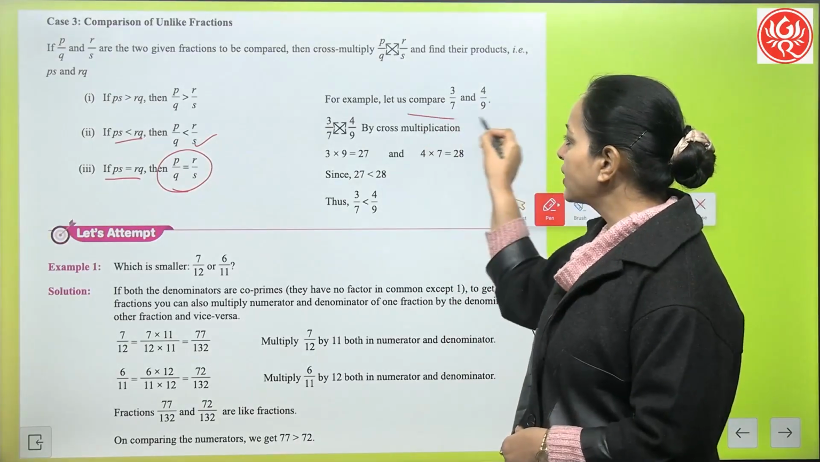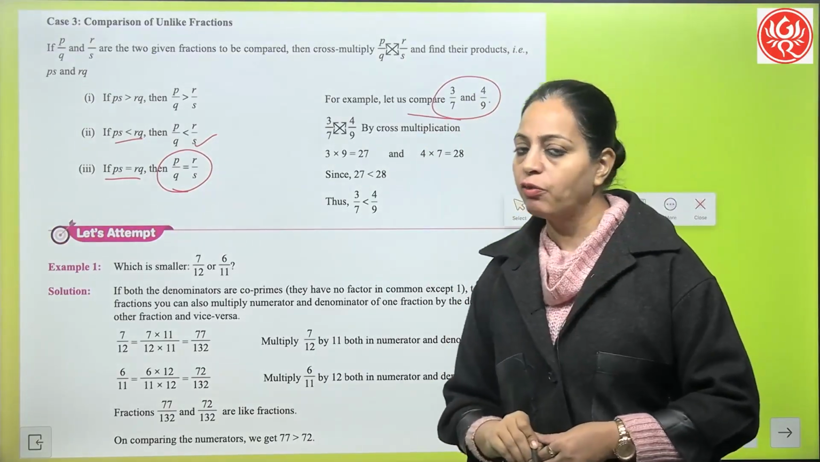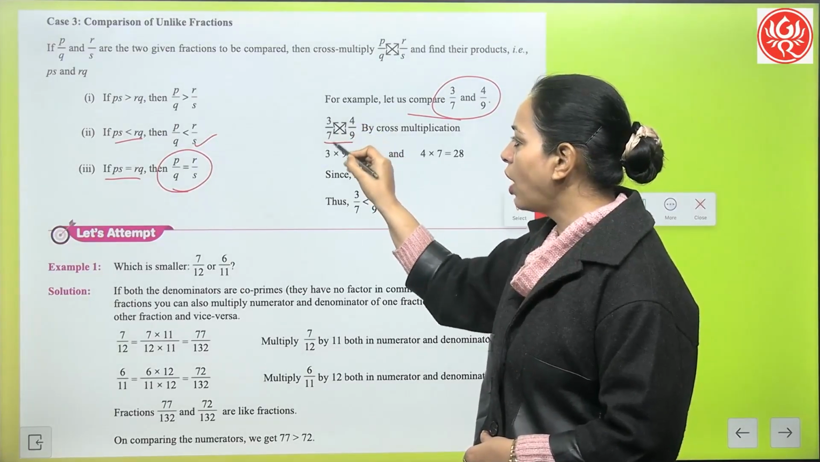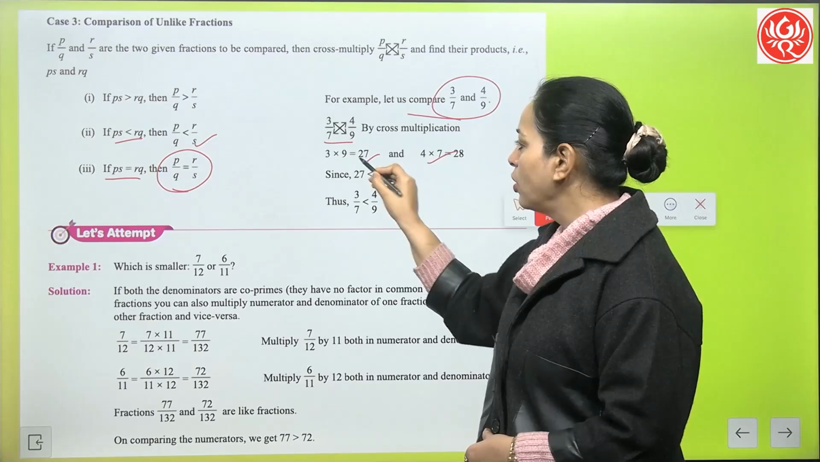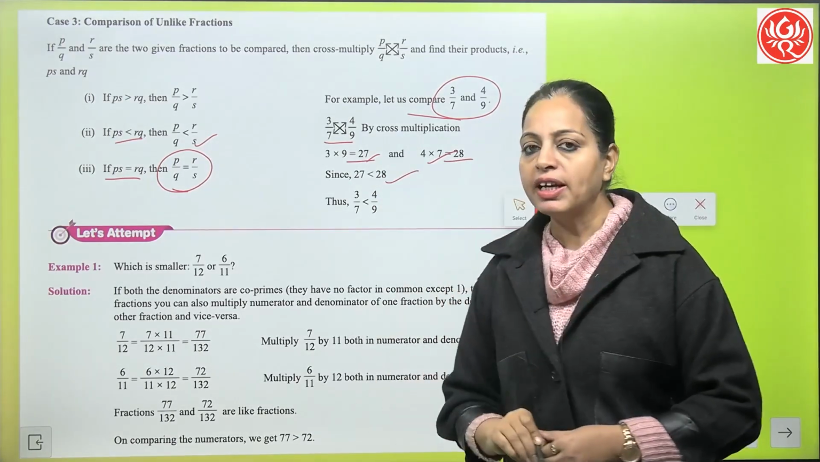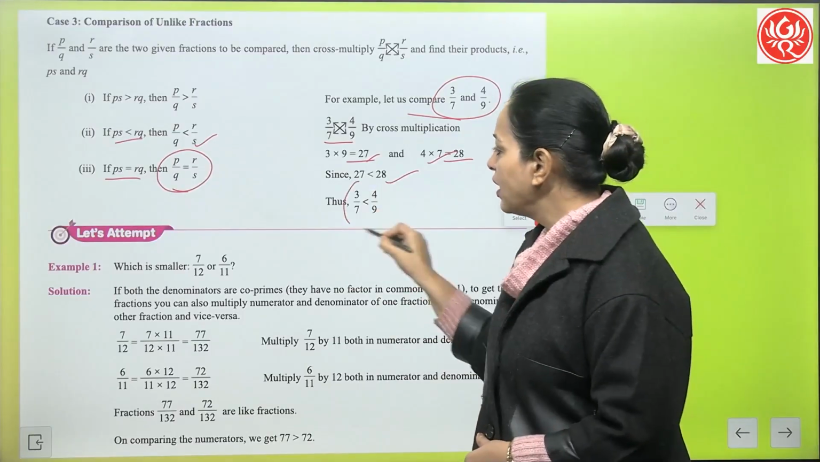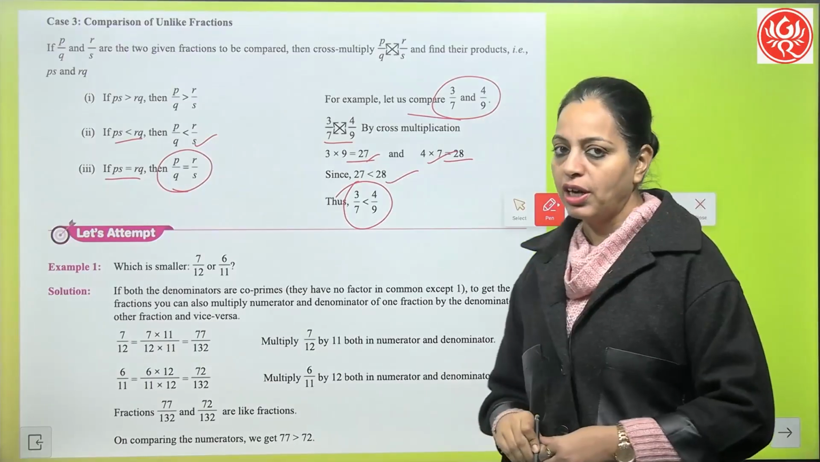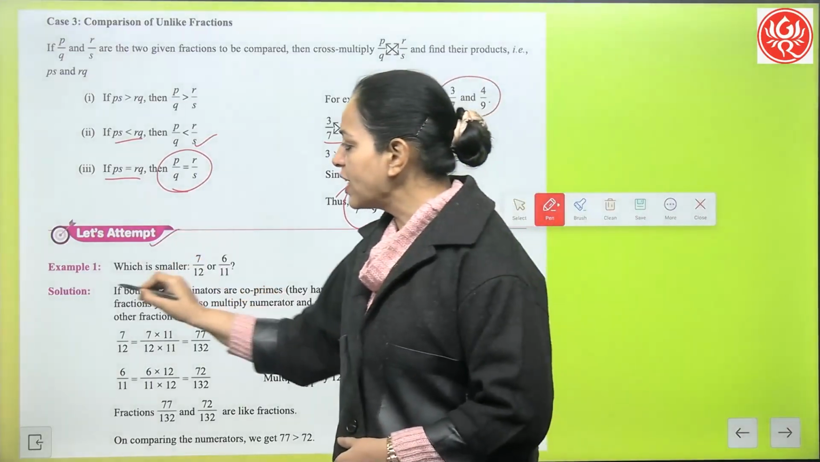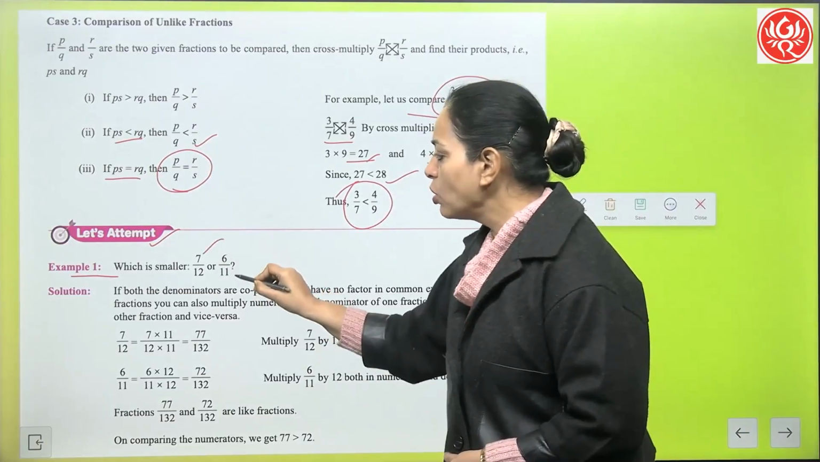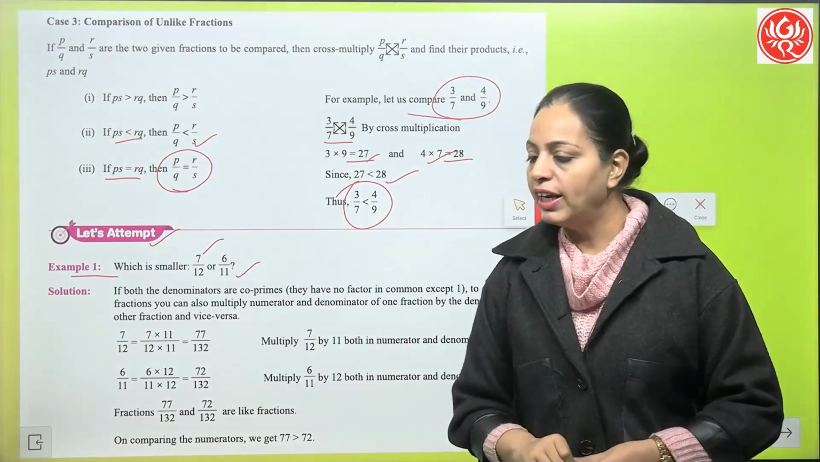For example, let us compare 3/7 and 4/9. इनको हमने किया cross multiply, 3 into 9, 4 into 7. So 27 and 28. So 28 is bigger than 27. It means 3/7 is less than 4/9. Right? Now let us attempt example 1. Which is smaller, 7/12 or 6/11?